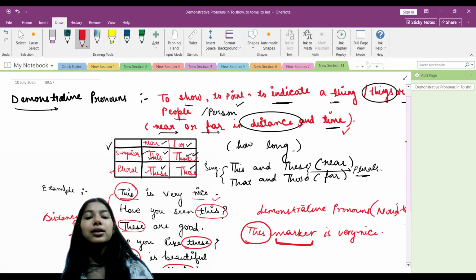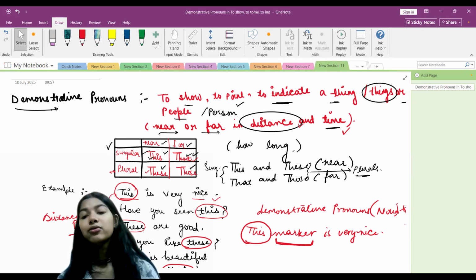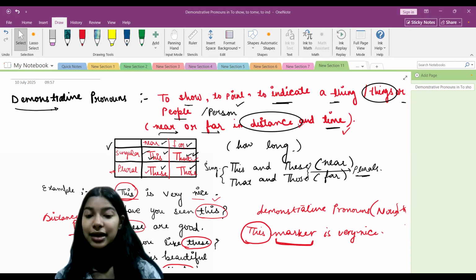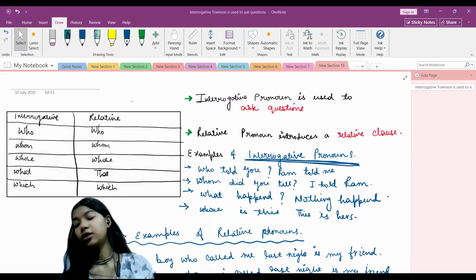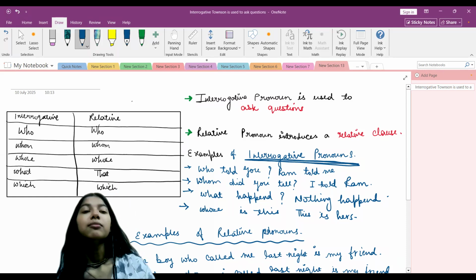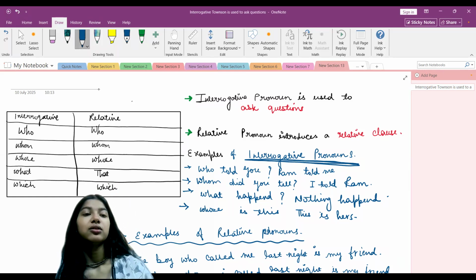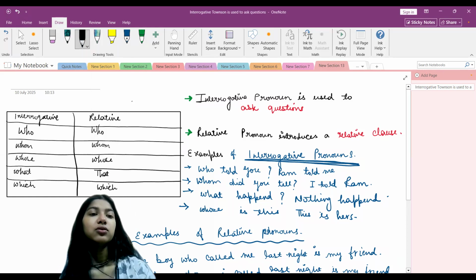Now let's go on to the next type of pronoun and learn about that. Here we are going to learn about two types of pronoun in one, because they are very much related to each other and similar as well. The first one is the interrogative pronoun.